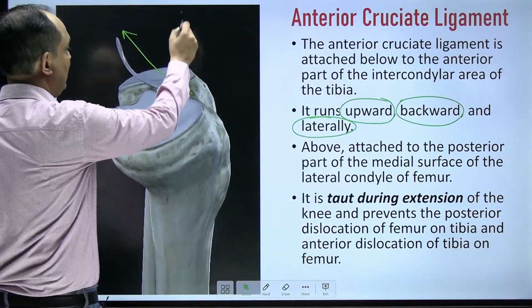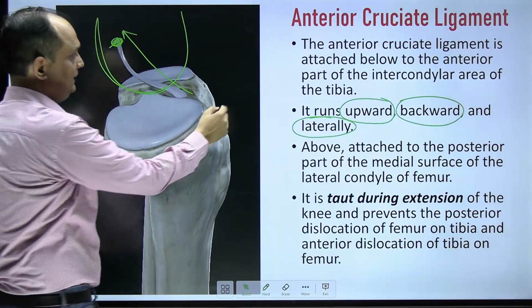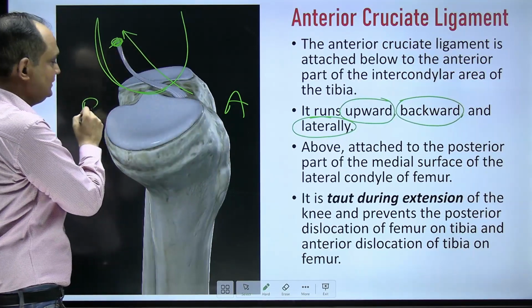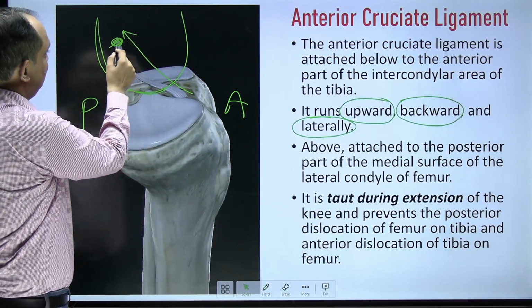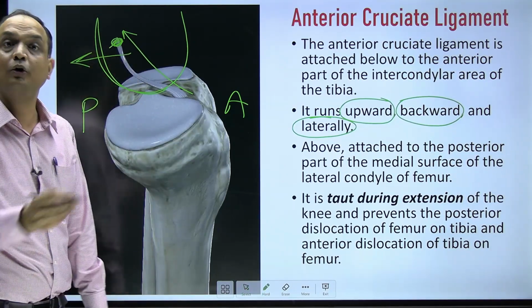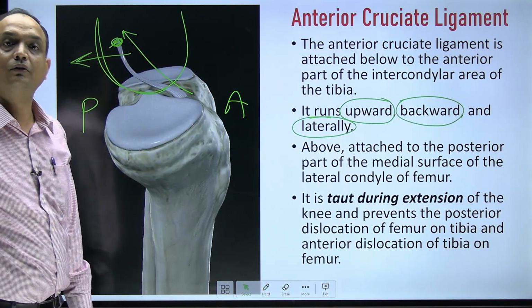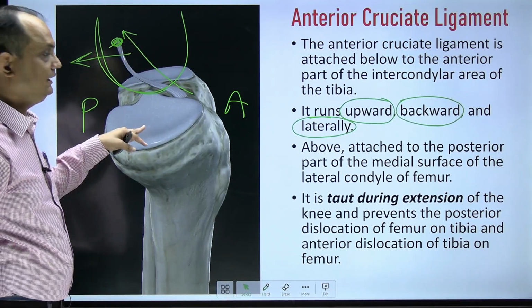Now here you will have the femur. So it is attaching here on the femur. Now this is the anterior aspect, this is the posterior aspect. So what will happen is that when you are doing the full extension, it is preventing the femur from going more backward. So it is preventing the posterior displacement of your femur on the tibia.